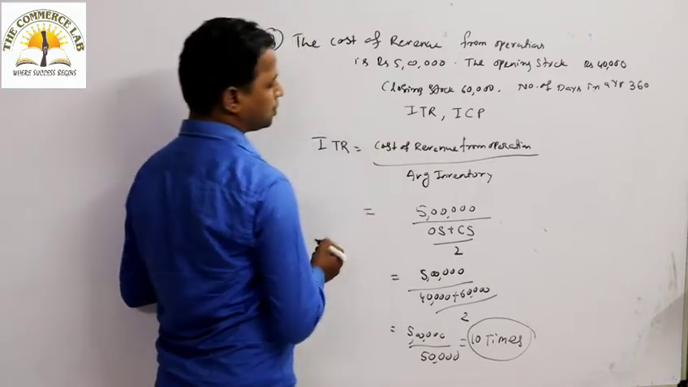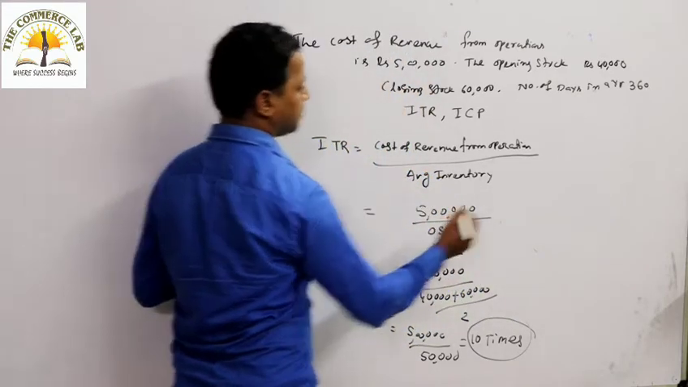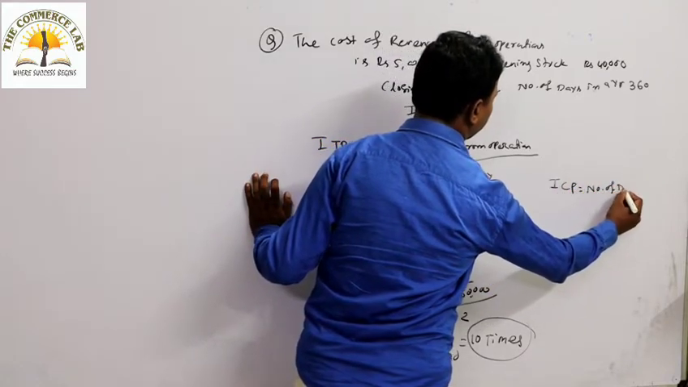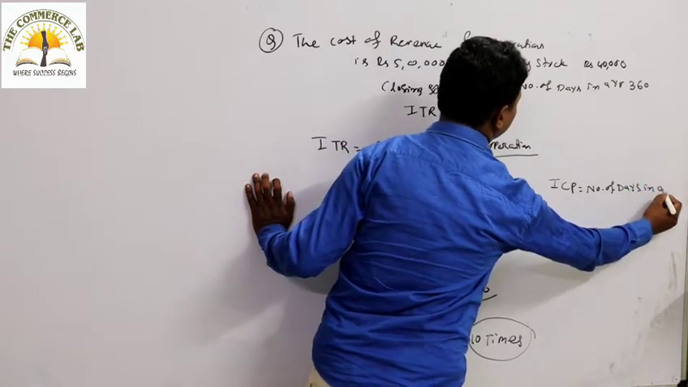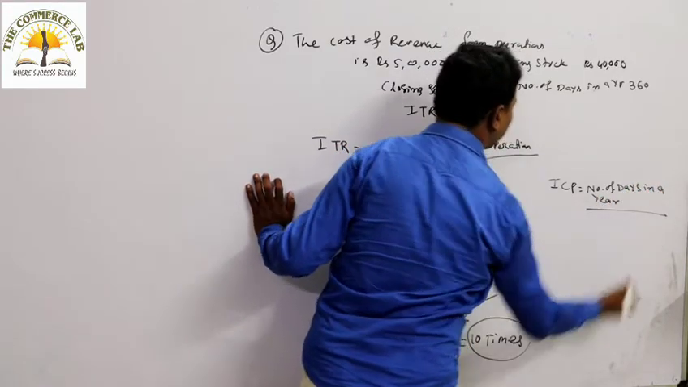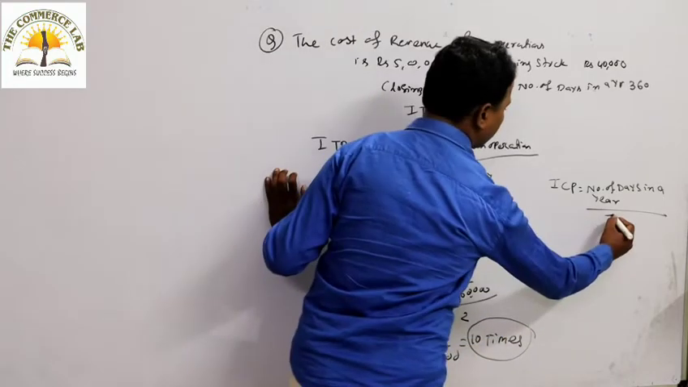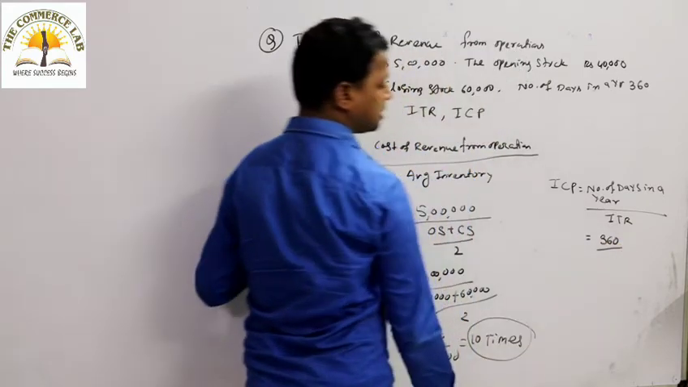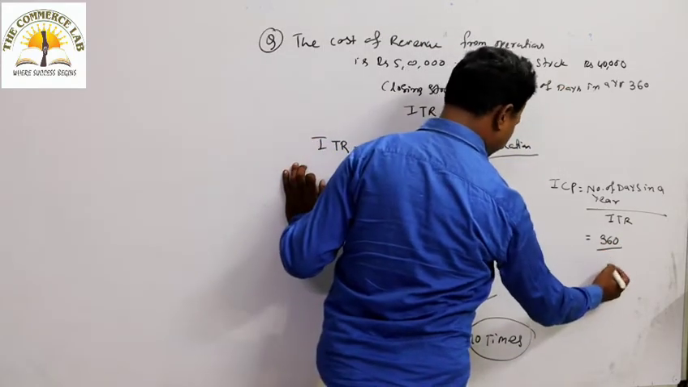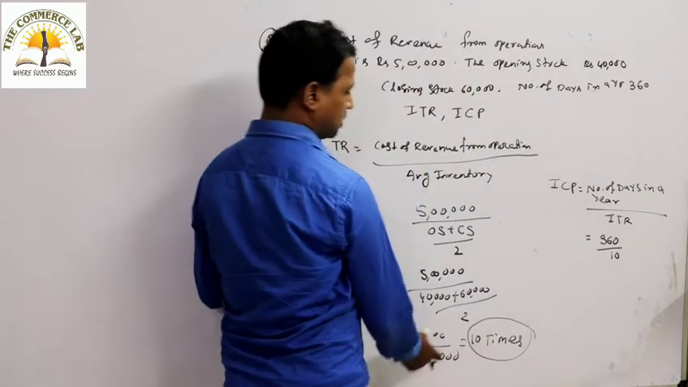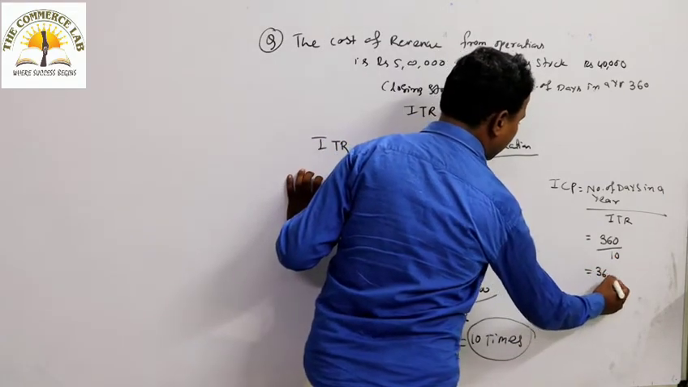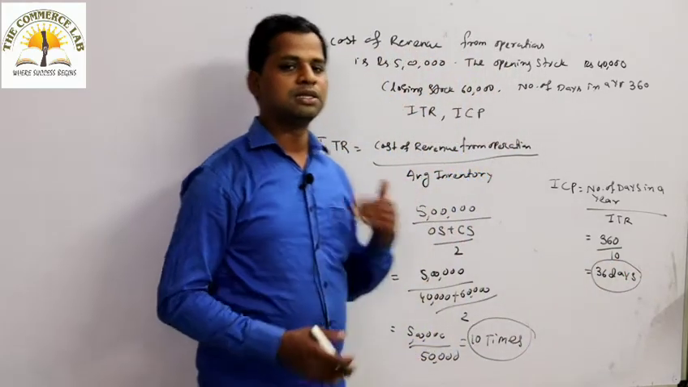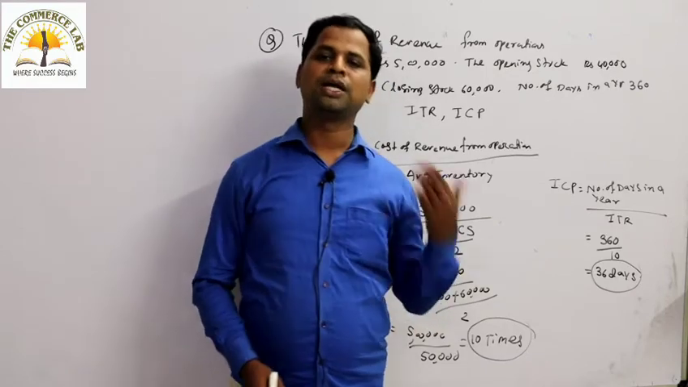Apart from inventory turnover ratio, what is being asked? The inventory conversion period. The formula will be number of days in a year divided by inventory turnover ratio. So in the question, number of days in a year is given, that is 360, divided by 10 times, that is the inventory turnover ratio. So how much did it come? That is 36 days.